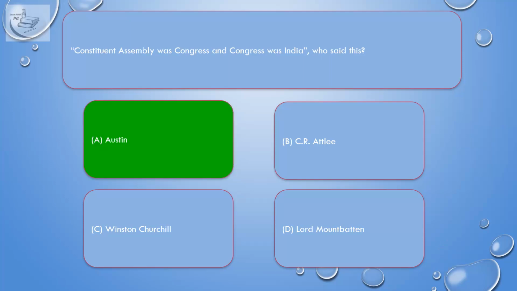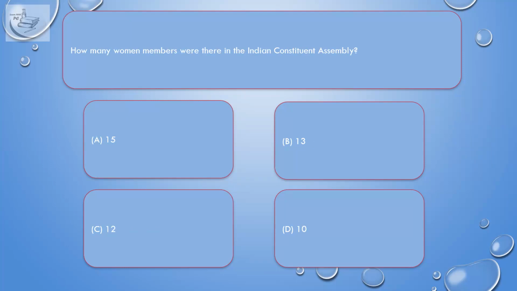Correct answer is A. Austin. Question: How many women members were there in the Indian Constituent Assembly? A. 15, B. 13, C. 12, D. 10.